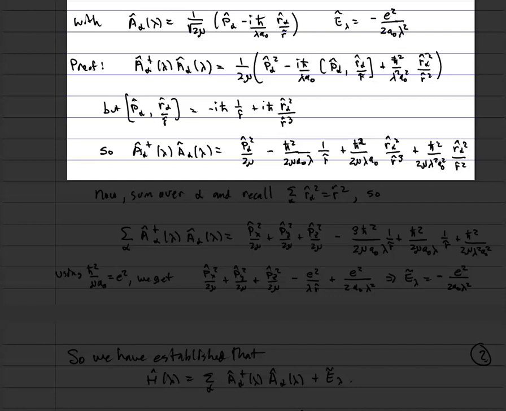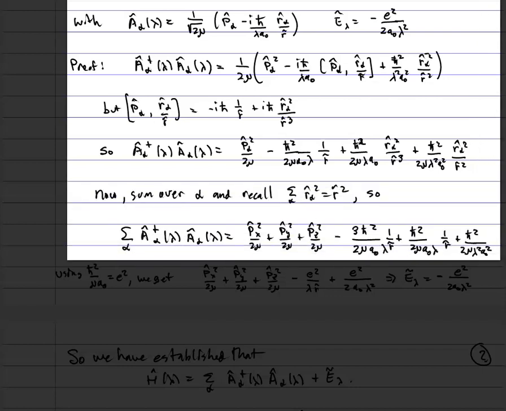And what we get is a alpha dagger of lambda, a alpha of lambda is p alpha squared over 2 mu, minus h bar squared over 2 mu a0 lambda, 1 over r hat. That we're getting from the first term in that commutator, plus h bar squared over 2 mu lambda a0, r alpha squared over r hat cubed, plus h bar squared over 2 mu lambda squared a0 squared, r alpha squared over r hat squared. Now, we need to sum this over alpha, but I want you to remember that the sum over alpha of r alpha squared is r squared.